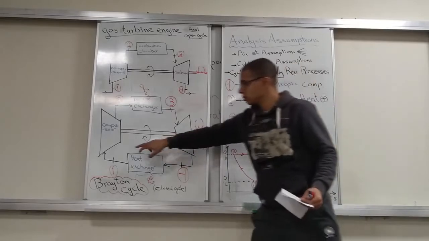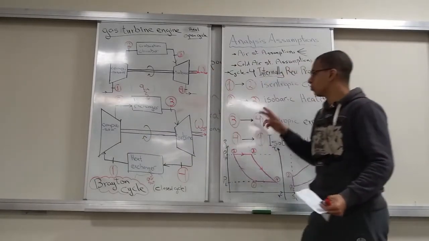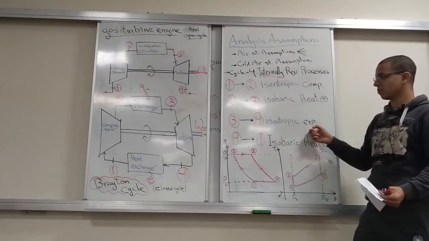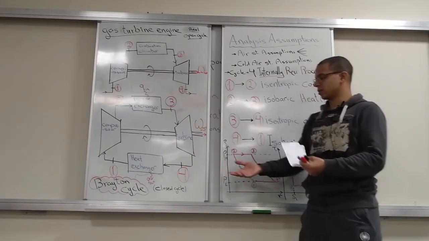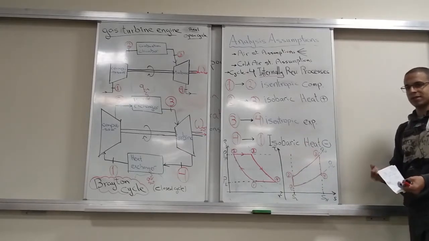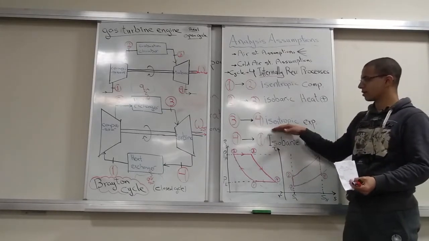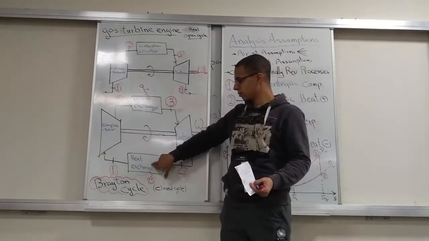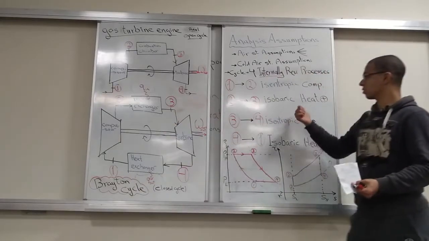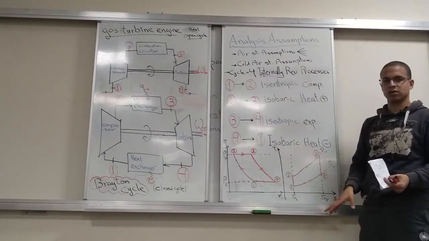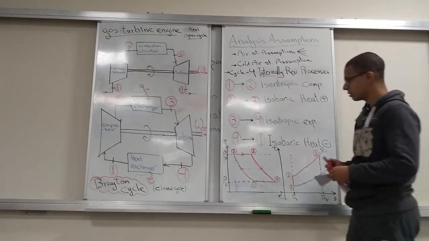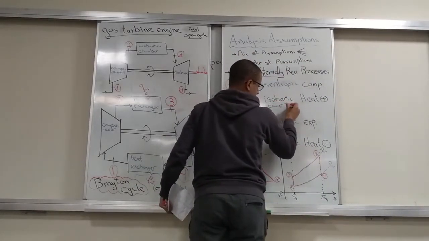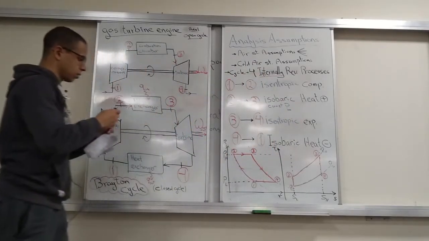Stage 1 to 2 is a compression stage, which is assumed to be isentropic. Also the turbine stage, which is an expansion stage where the work is extracted, is also isentropic. The heat addition and heat rejection stages in these heat exchangers are assumed to be isobaric, at constant pressure. Isobaric means constant pressure, constant P.